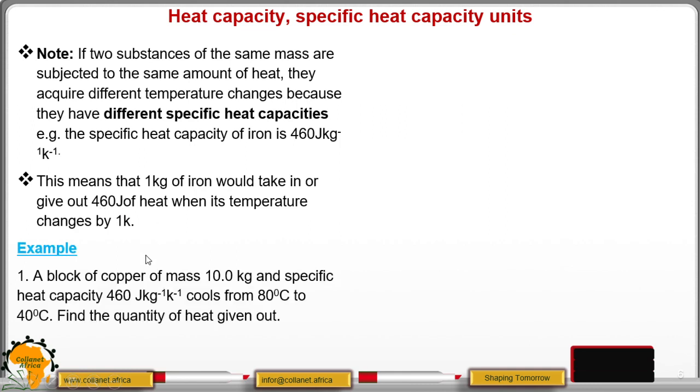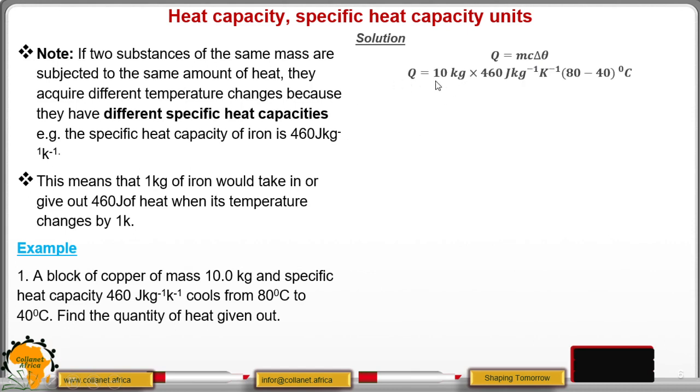We'll look at an example. A block of copper of mass 10.0 kg and specific heat capacity of 460 joules per kilogram per Kelvin cools from 80 degrees Celsius to 40 degrees Celsius. Find the quantity of heat given out. We proceed as follows. We have seen that Q is equal to M, that is mass, multiplied by specific heat capacity, then multiplied by change in temperature.